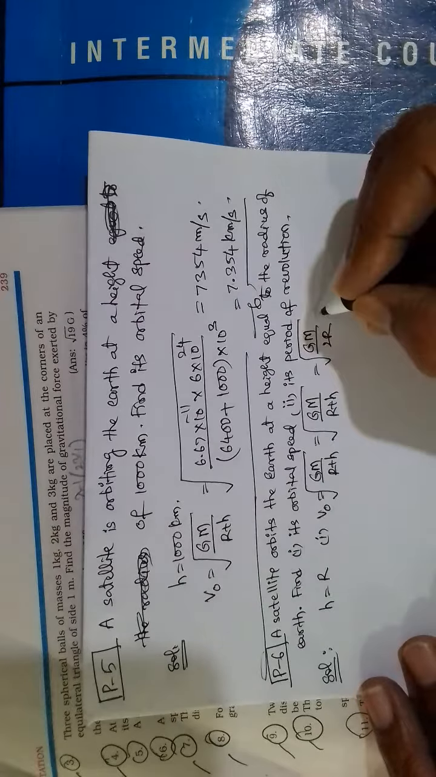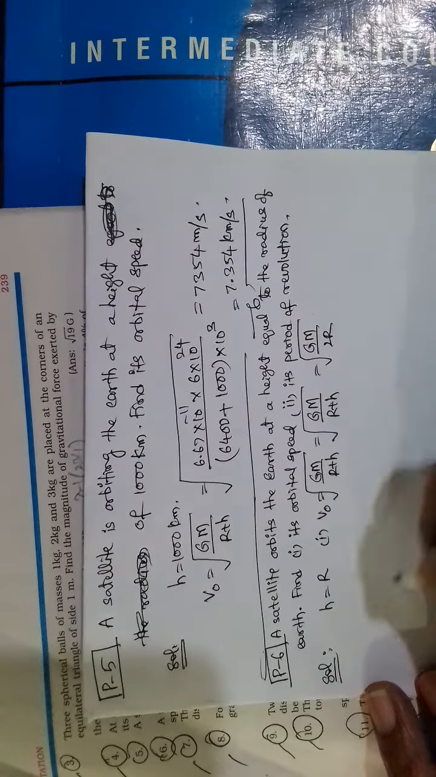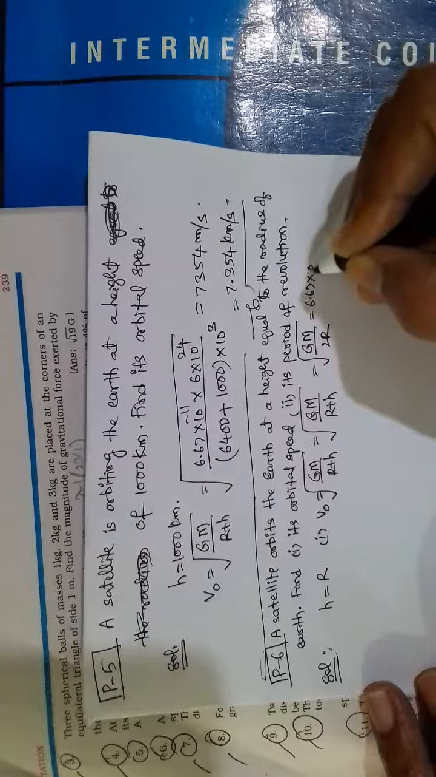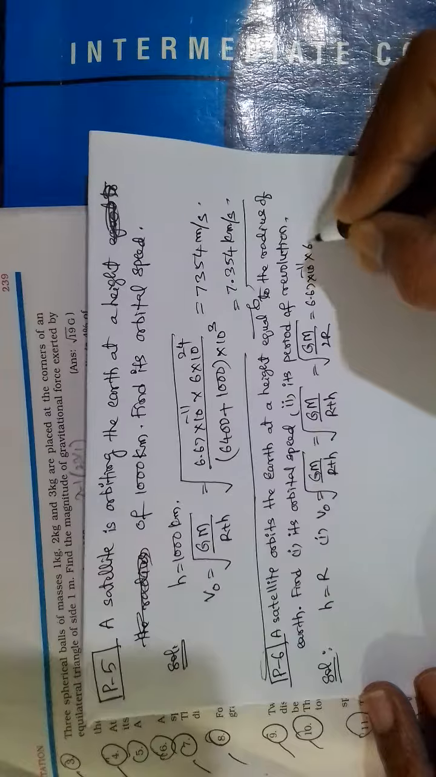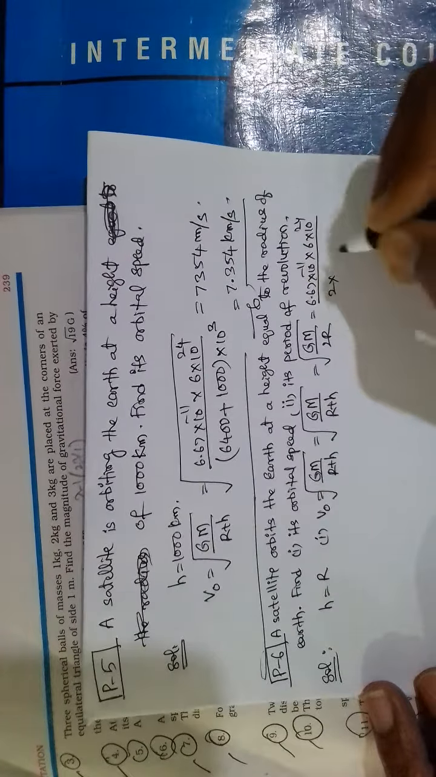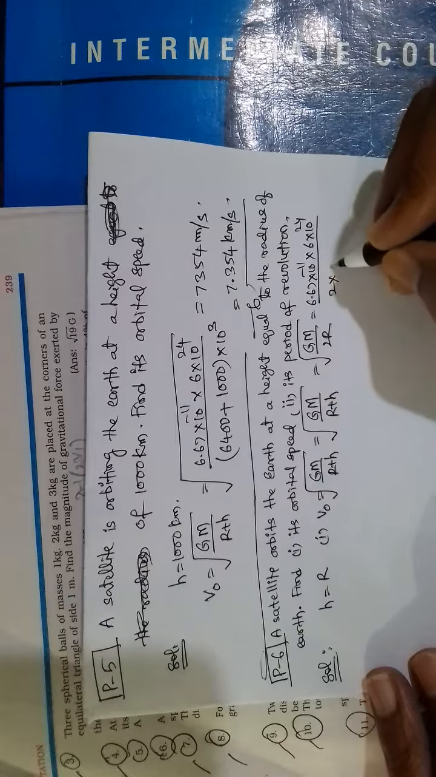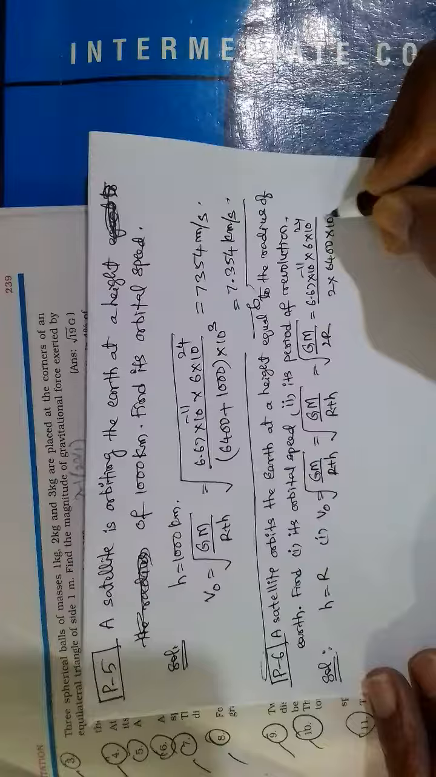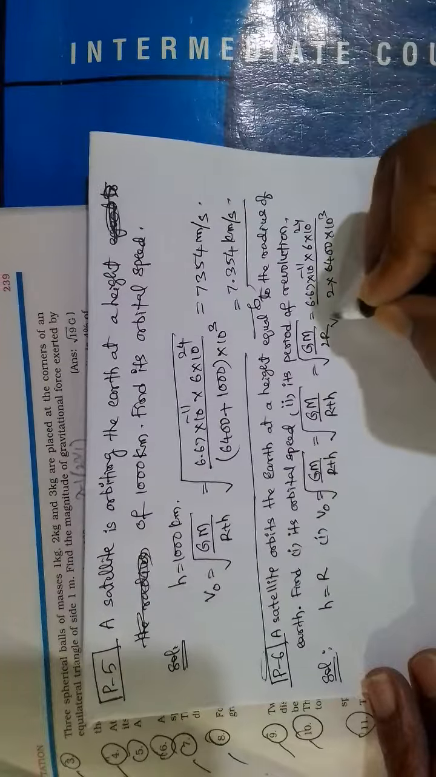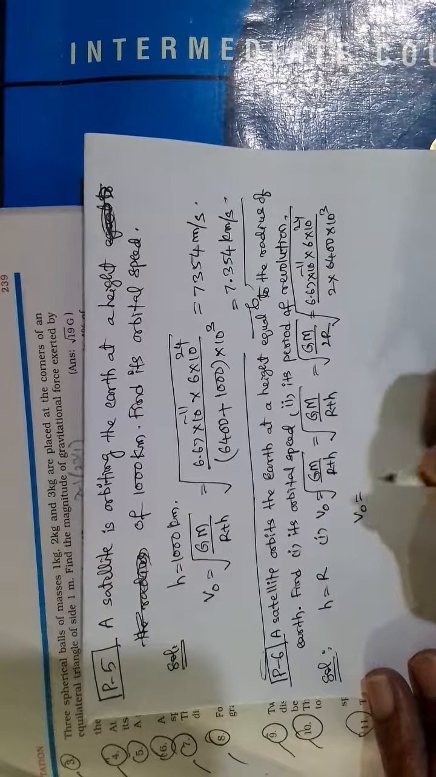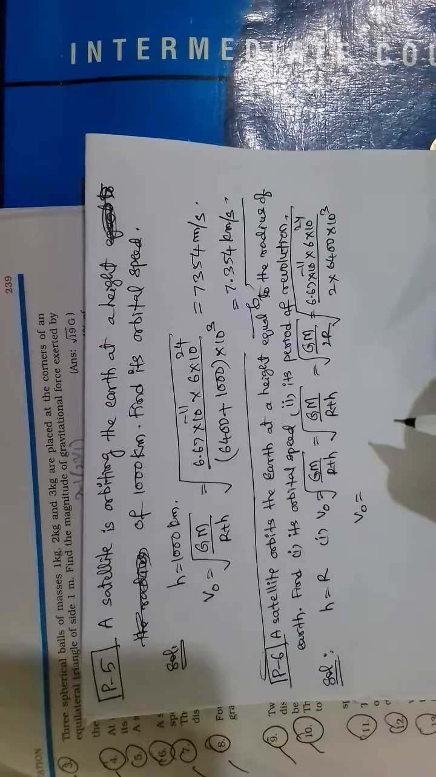So we substitute the values here. VO is the square root of 6.67 into 10 power minus 11 into 6 into 10 to the power of 24, divided by 2 into radius, which is 6400 kilometers into 10 power 3 meters. So substituting the values, we get the orbital speed.